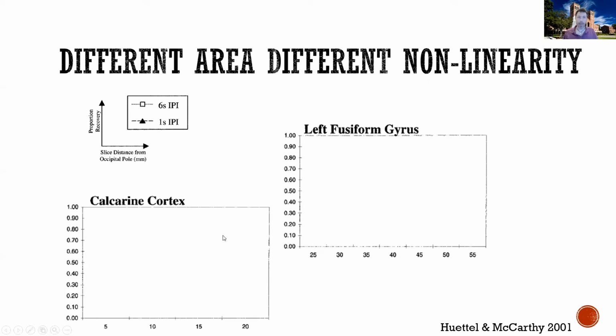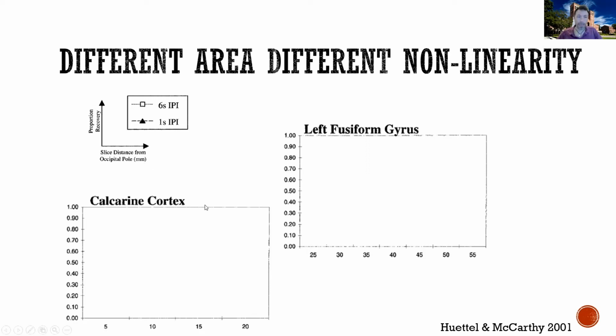One line is the magnitude of the bold signal if you leave at least 6 seconds in between stimuli, and that will be the dotted line with the squares. The second line, the dashed line with the triangles, is the magnitude of the response if you have intervals of 1 second in between different stimuli, as compared to the magnitude of the response you would get if you had only a single trial.